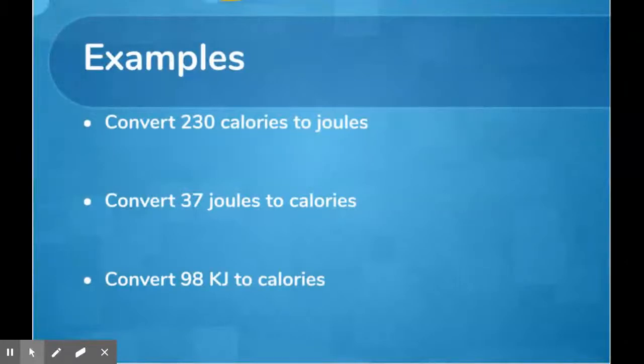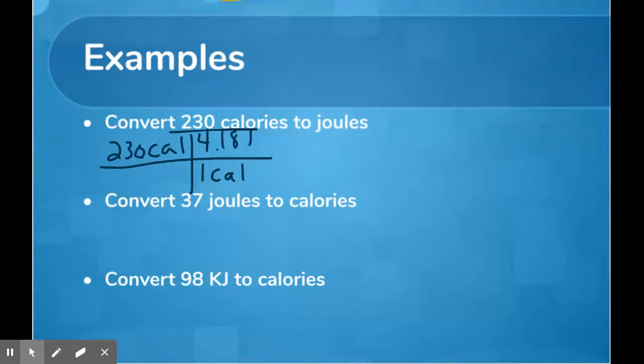So to do these conversions, we're going to go back to our T-charts. Our given information is 230 calories, and we can shorten calories as CAL. Set up your T-chart, and we're going to use the equality 1 calorie is equal to 4.184 joules, and joules can be shortened capital J. So you do 230 times 4.184, and that gives us 962 joules.